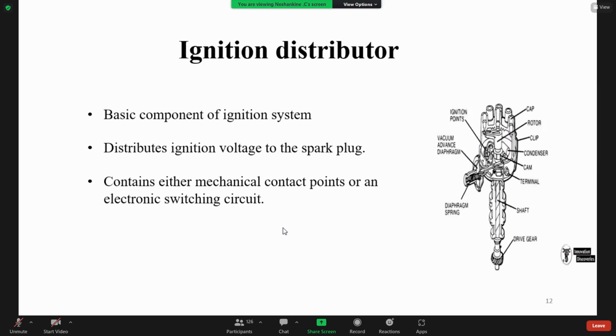Then the ignition distributor. A basic component of the ignition system is the ignition distributor. It distributes high voltage to the spark plug. This is the main function of the ignition distributor. What's the main function of the ignition distributor? Distribute the ignition voltage to the spark plug. This is the main function. We will discuss this later.